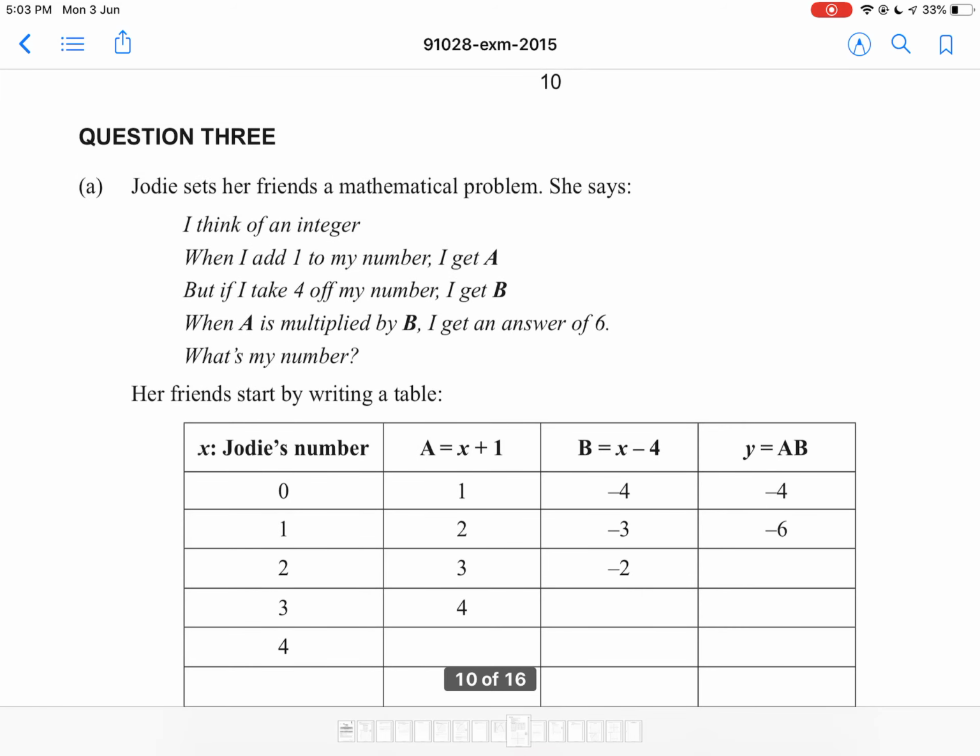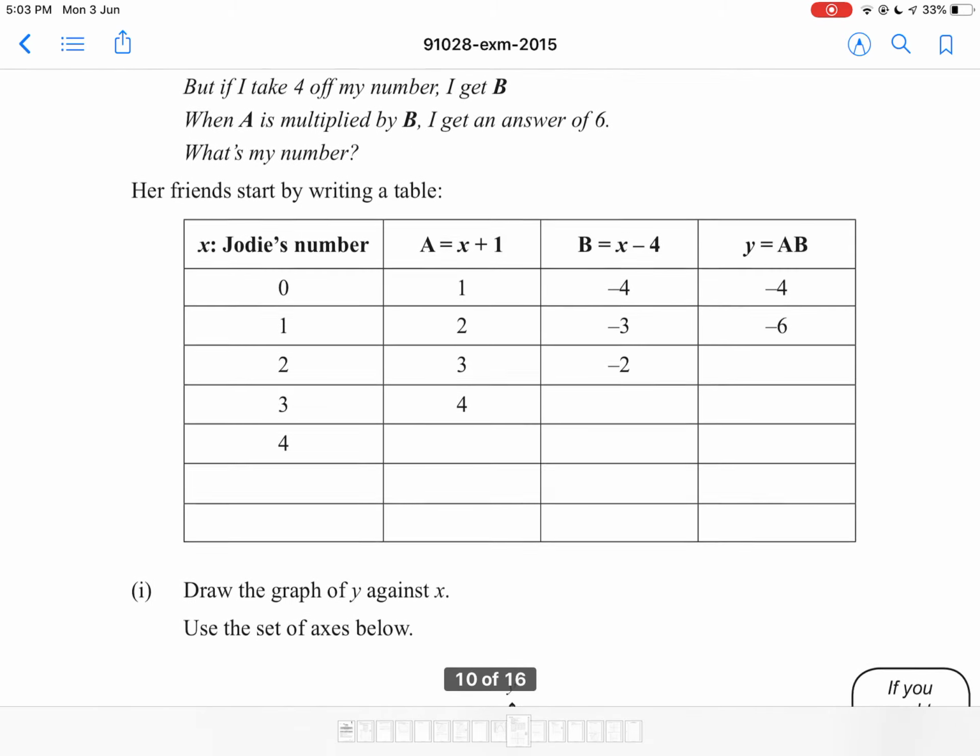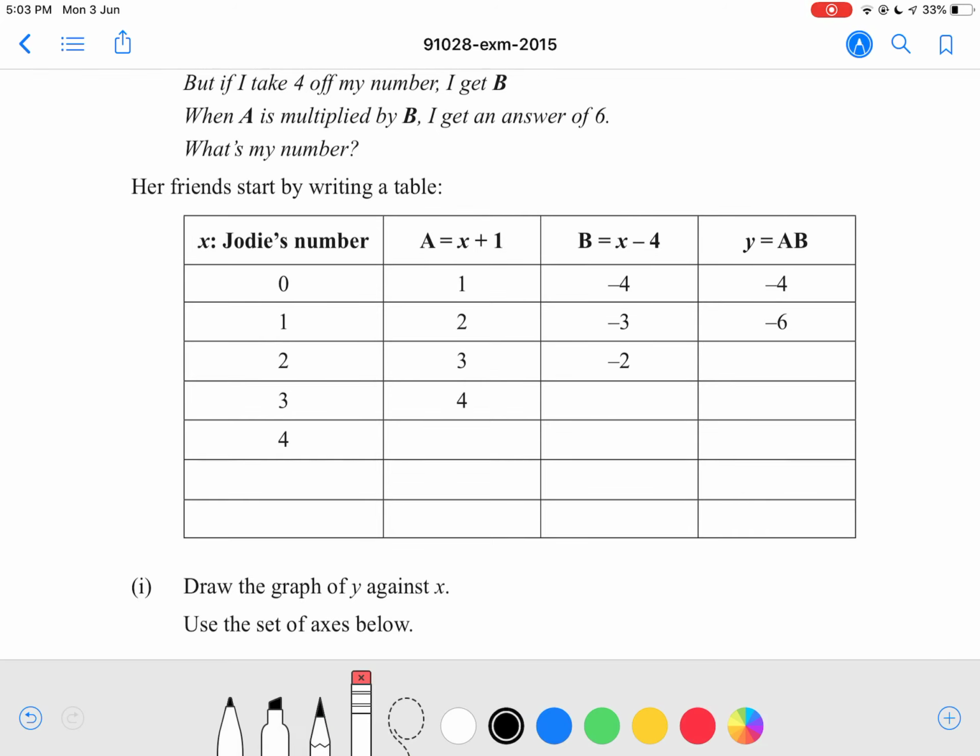Jody sets her friends a mathematical problem. She says, I think of an integer. When I add 1 to my number, I get a. But if I take 4 off my number, I get b. When a is multiplied by b, I get an answer of 6. What is my number? Her friends start by writing a table.